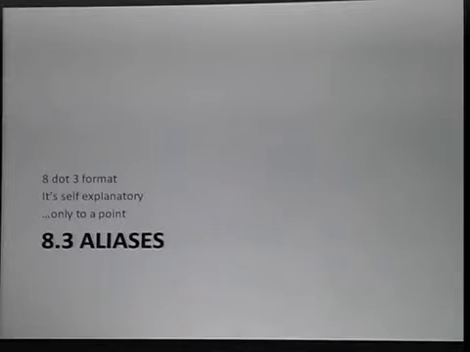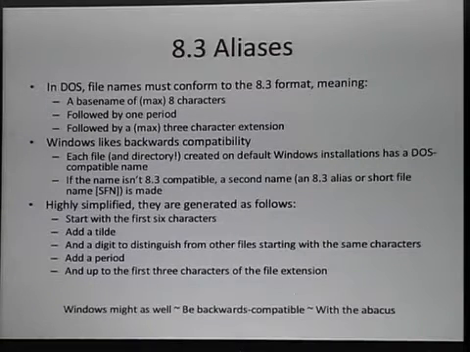8.3 aliases. Now, what I mean by 8.3 aliases starts with the 8.3 format, which is 8 characters, a period, and then 3 characters for a file extension. And that's the DOS file name format. It has to match up to that. In modern Windows systems, if a file is created that does not match this format, an alternate name is also stored that can refer to the same file.